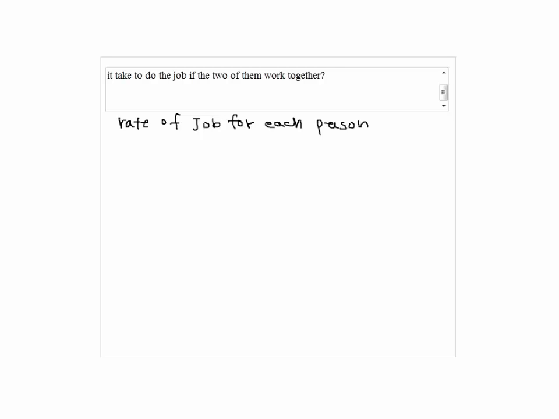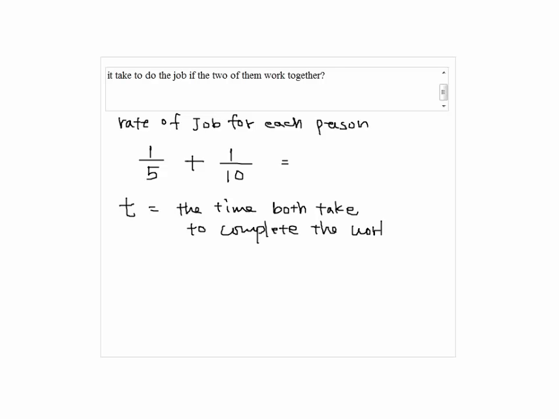Since Jeff can mow the grass in 5 hours, in 1 hour he can finish 1/5 of one job. And Mark can do the same job in 10 hours, so he can do 1/10 of the job in 1 hour. Since they work together, we add these two rates. And since we don't know the time they take to finish the work, T will be the time that both take to complete the work. So if they work together, they can finish in T hours, so they finish 1 out of T of the job in 1 hour.